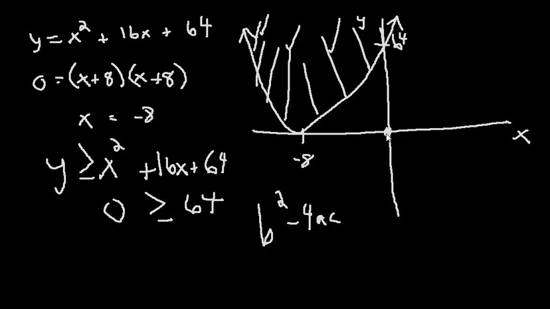Since this is false, I know that all of the ordered pairs above this line, and including this line, since it's greater than or equal to, will be the solution to this particular inequality. And to test this, you could choose a point over here and plug it in to see that it's true, but you really don't need to do that.